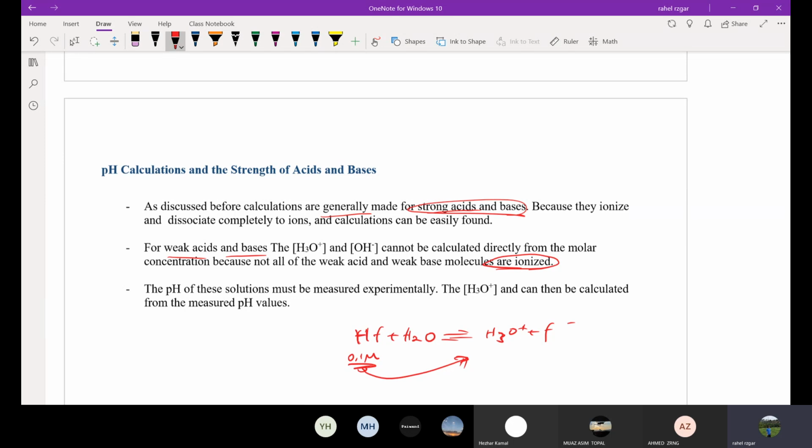That's why we don't calculate H3O and OH for weak acids and weak bases. Then how can you find them? They must be measured experimentally. pHs are found, then converted to H3O and OH. And we'll study in section 2 how we can find pH by experiment. Okay, that's it.